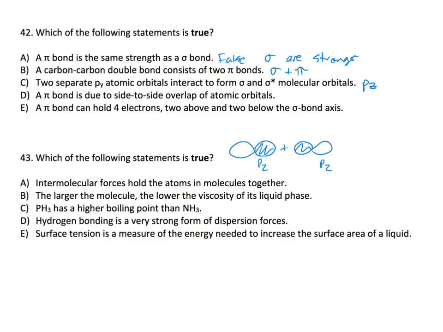D, a pi bond is due to side-to-side overlap of atomic orbitals. That is correct. If you have two orbitals that are oriented parallel to each other and you bring them close together, that will make pi bonds. So this one is true. E, a pi bond can hold 4 electrons, 2 above and 2 below the bond axis. That's false. All bonds, sigma or pi, can only hold 2 electrons, not 4. The correct answer here is D.